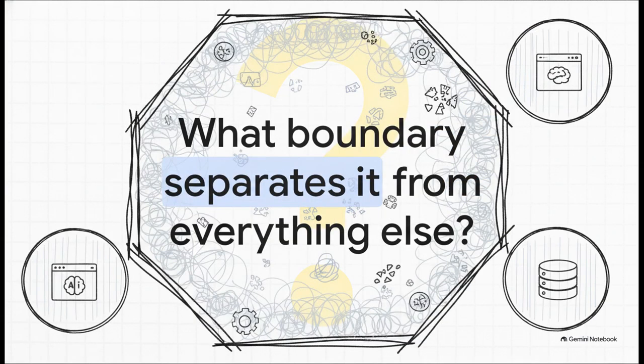Pillar number 2 is isolation. What's the exact boundary keeping your AI project from just wrecking the rest of your system? Without isolation, you're looking at total chaos. If your project secretly updates a system-wide Python package, it might break a completely unrelated app. We absolutely need a solid wall between our experiment and the host machine.